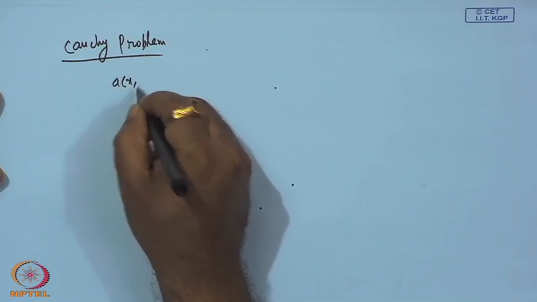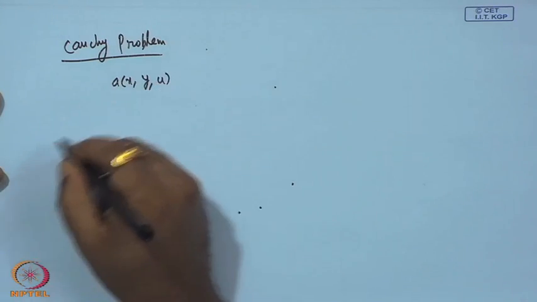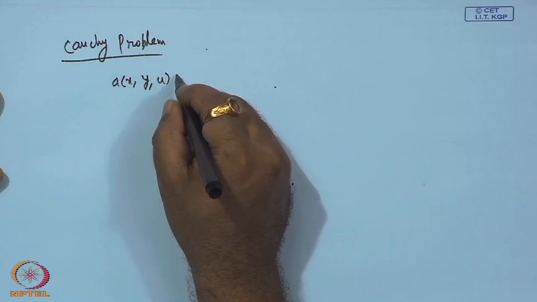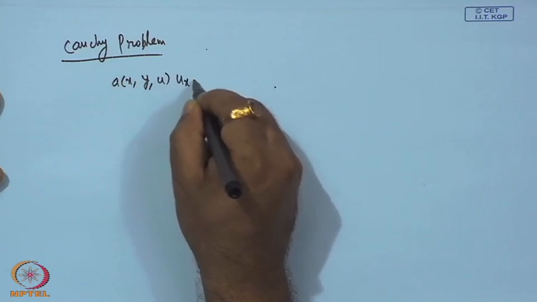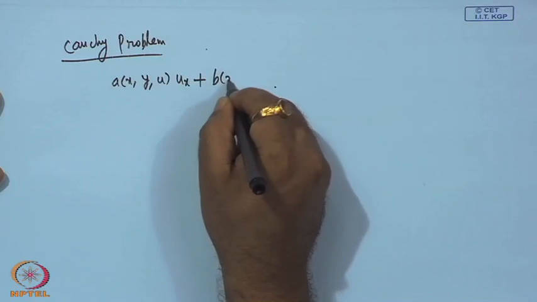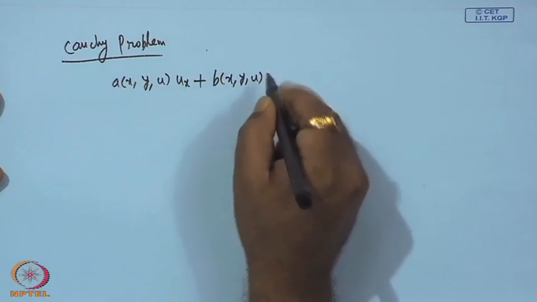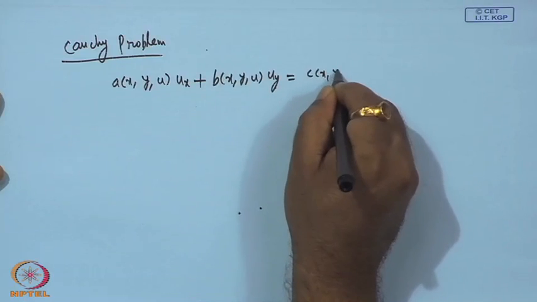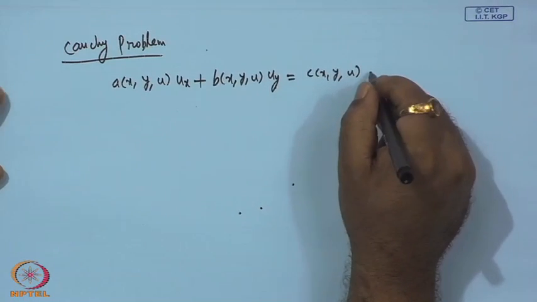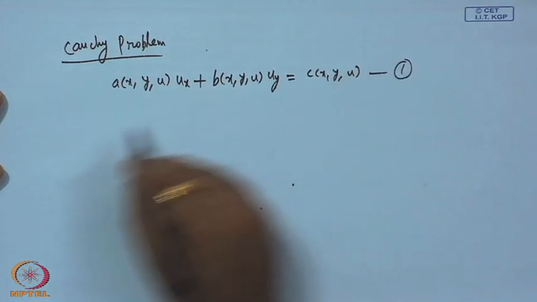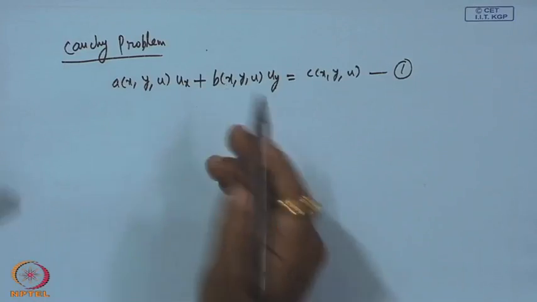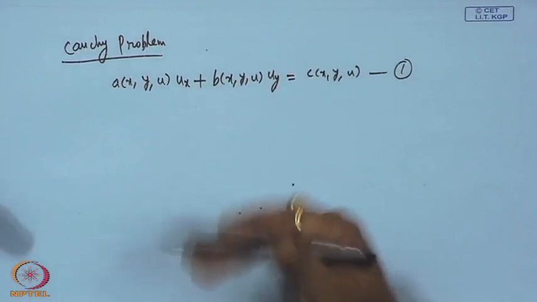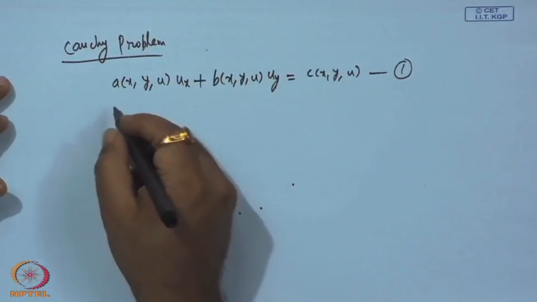a x y u, u x, b x y u, u y, equals c x y u. So, I am purposefully writing it this way, it is just for an understanding, it need not be p, it is not based on notation, it is based on our understanding.